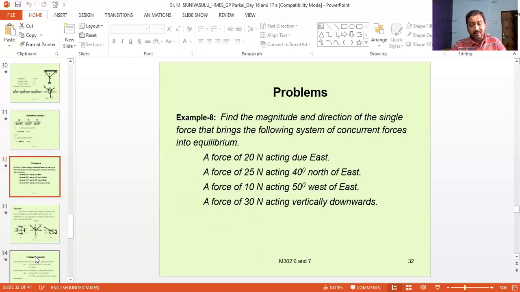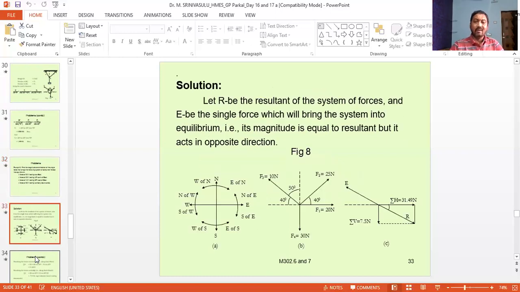Therefore, firstly we have to find out the resultant of the given force system, and then after finding the resultant, we can find out the direction of the equivalent by drawing graphically, and then we can specify the magnitude and direction of the equivalent force. Now this is the force system here.